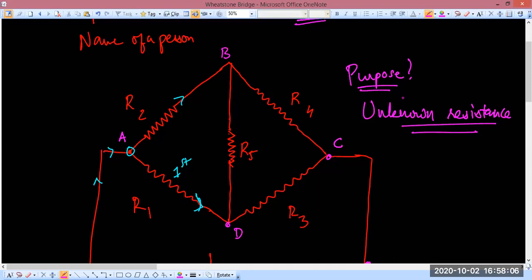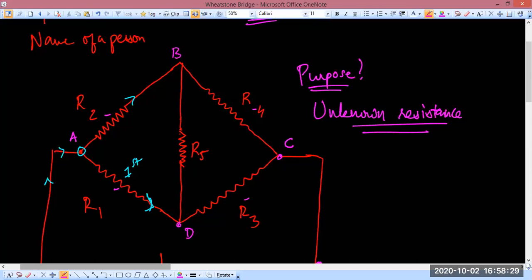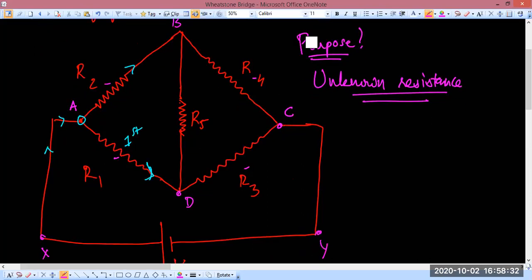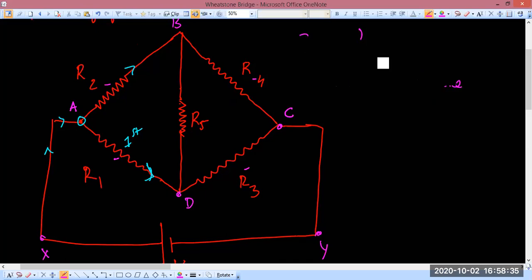Okay, so what you could do is you could set any one of the four to be unknown, right? Suppose out of these four, if one is unknown, then you can do it very easily, right? You can find that unknown. So let's say that this is unknown resistance. Any one of the four can be unknown, the result is the same.